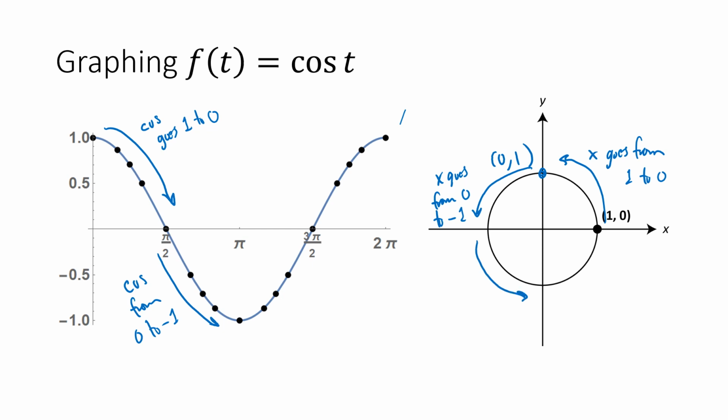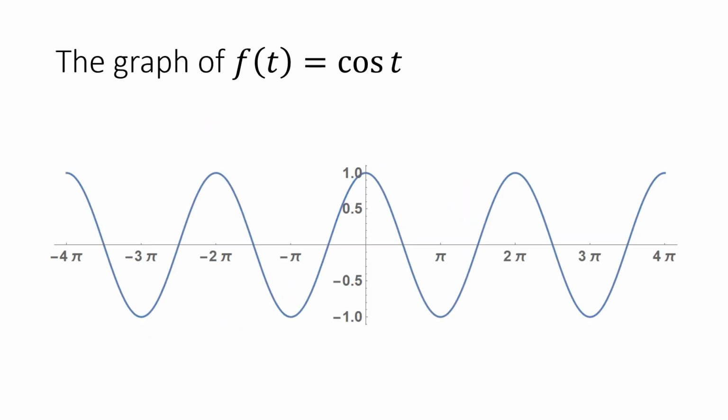As I go to 270 degrees, my x goes back up from negative 1 to 0, and then my function value goes from 0 up to 1. And again, just like the sine function, the cosine function is periodic, which means this behavior repeats forever. And again, it's a very similar looking graph to the sine graph. It's just shifted over by pi over 2 radians.